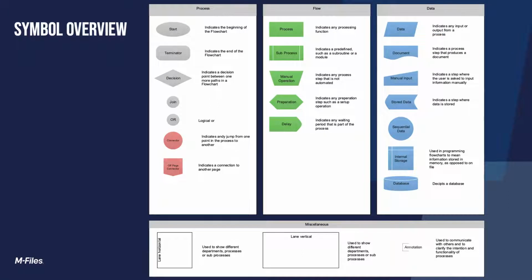In M-Files process maps, you can find elements and shapes in three typical categories: process shapes, flow operators, data input or output elements, as well as horizontal and vertical lanes.